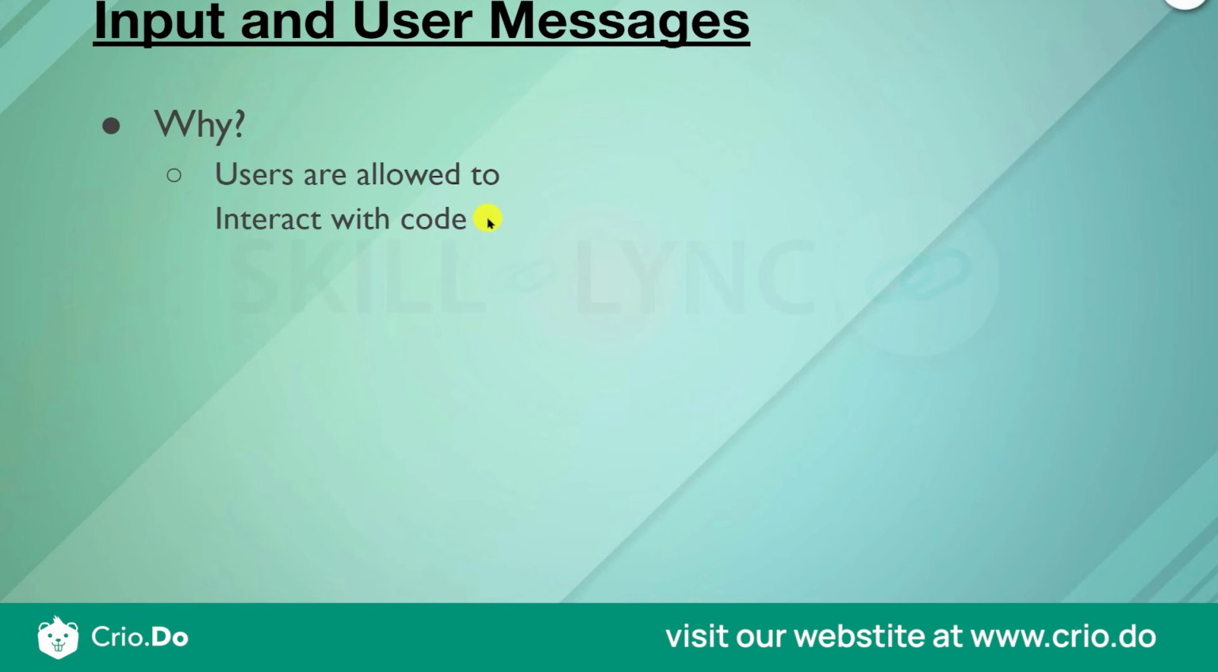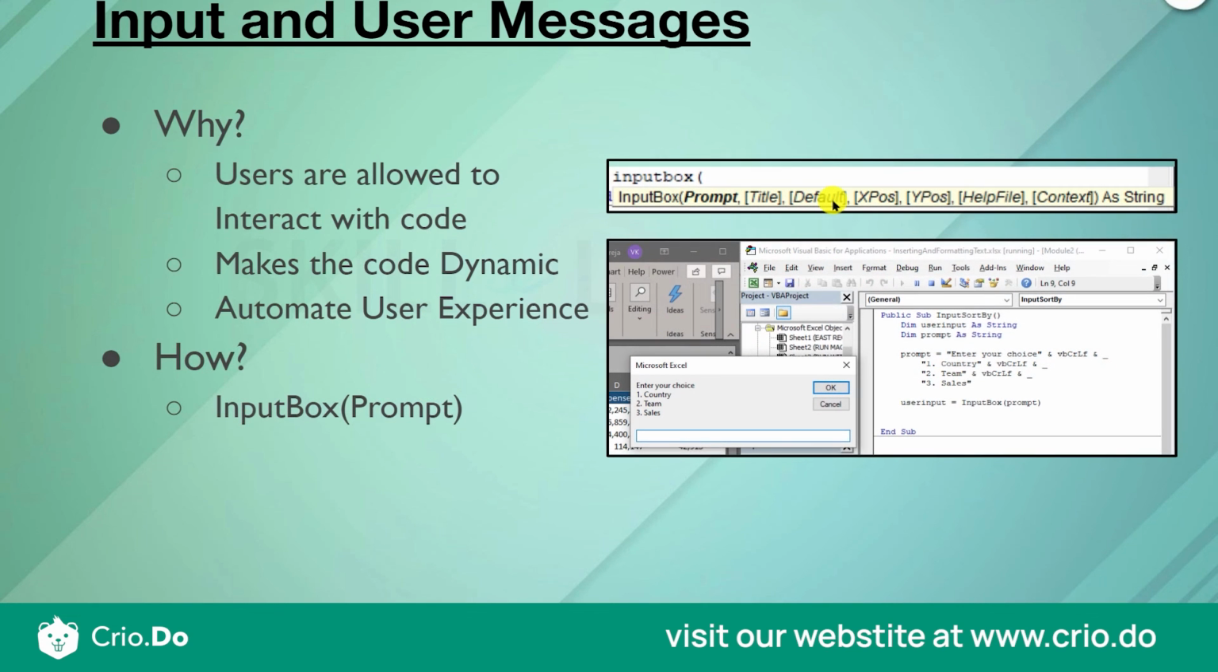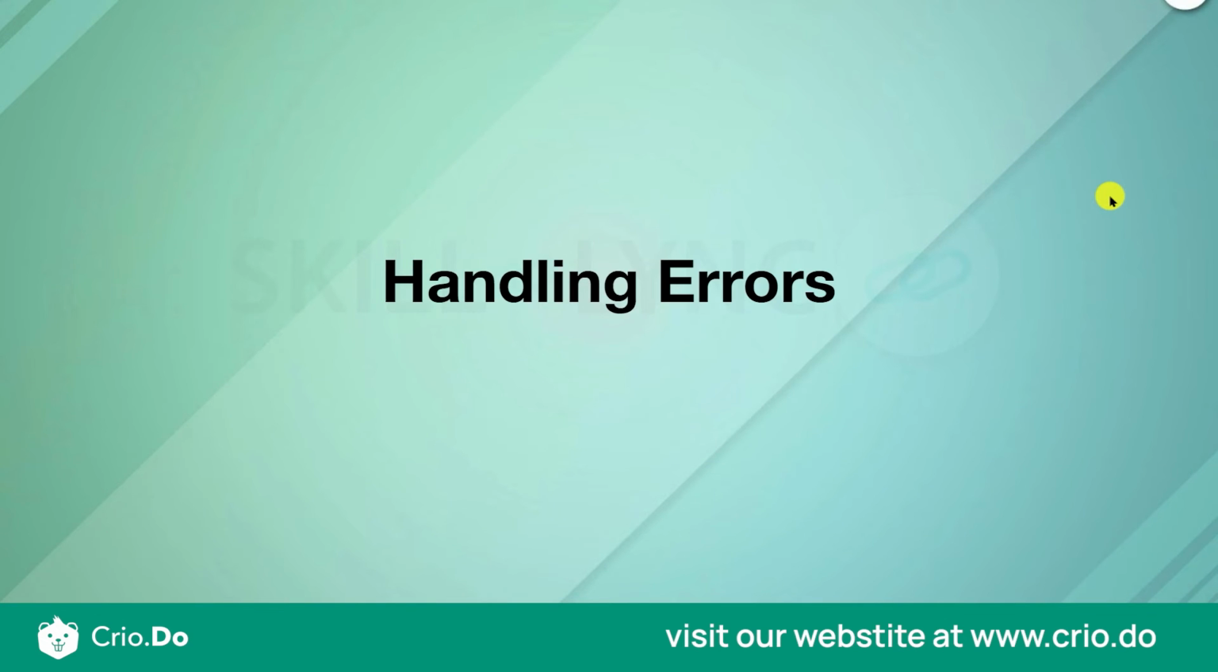So why are we using this input and user messages? Users are allowed to interact with the code, which makes the code dynamic and automates the user experience. How can we do that? Input box. The input box is given here with the syntax: prompt, title, default, x position, y position, help file, context, and as string. After this input and user messages, there is one more application we can see with VBA, that is handling errors.